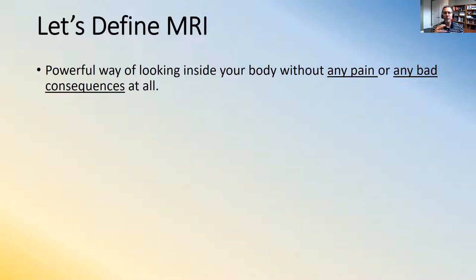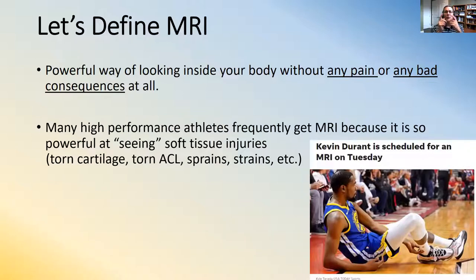MRI is a powerful way, as we said, of looking inside your body, looking through the skin into the internal structures without any pain or any bad consequences at all. If you've never had an MRI or if no one in your family has ever had an MRI, one of the ways you're going to hear or see this phrase is if you follow sports. It is very common for high performance athletes to get MRI scans, NFL players, basketball players, track stars, hockey players. They get an MRI because it's so powerful at seeing soft tissue injuries like torn cartilage, or when you tear the ACL, which is a ligament in the knee, sprains, strains, etc.